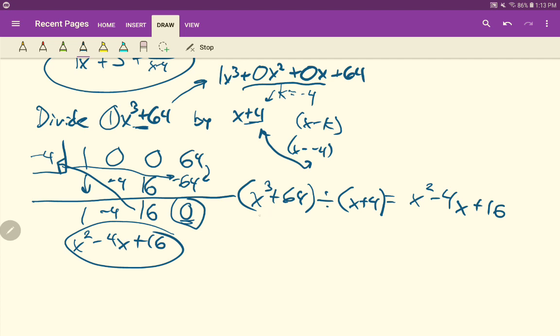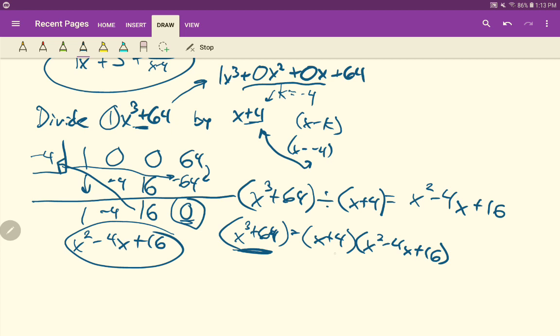Another way you can think about it is that x to the third plus 64 is equal to taking that x plus 4 and multiplying it with the x squared minus 4x plus 16. So it gives us a way to take something here and factor it, as long as we know one of the factors.